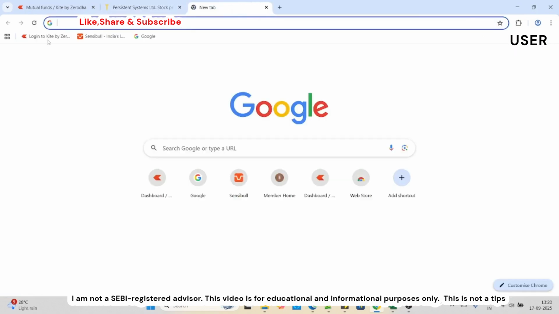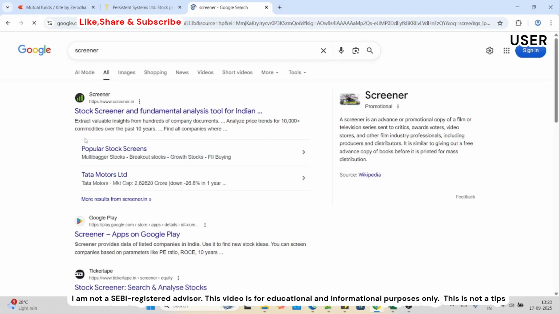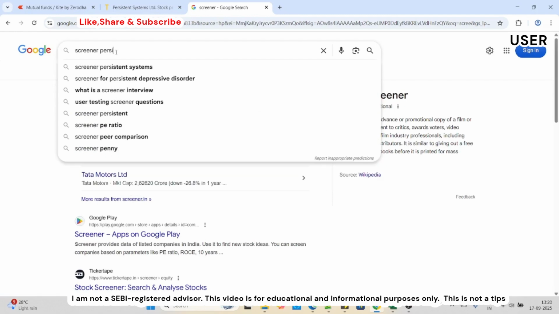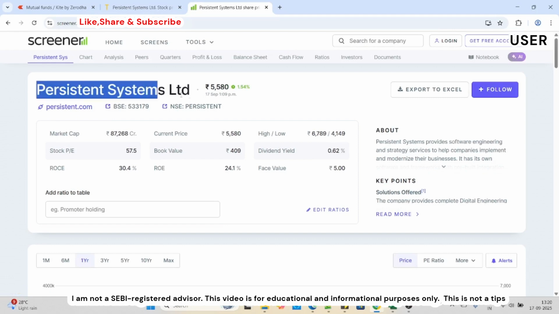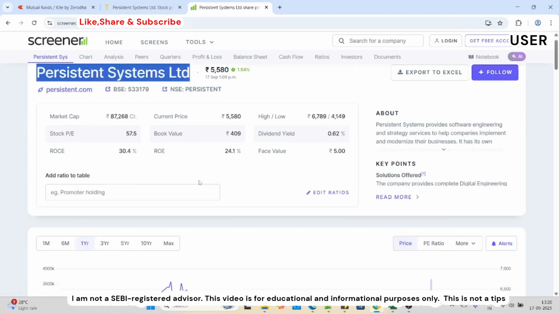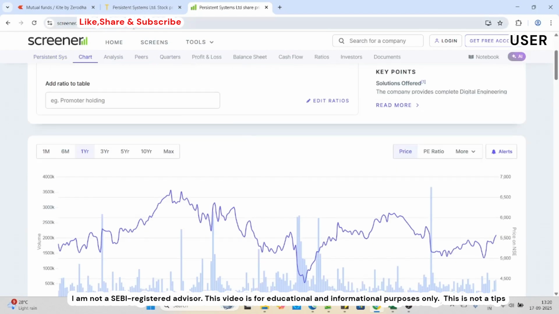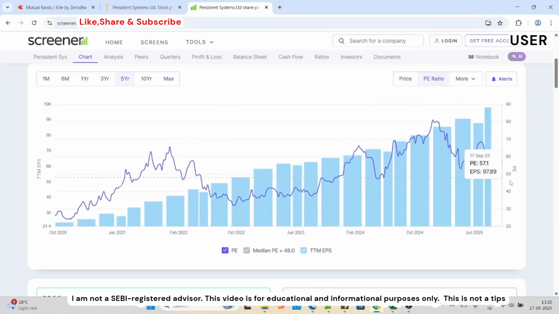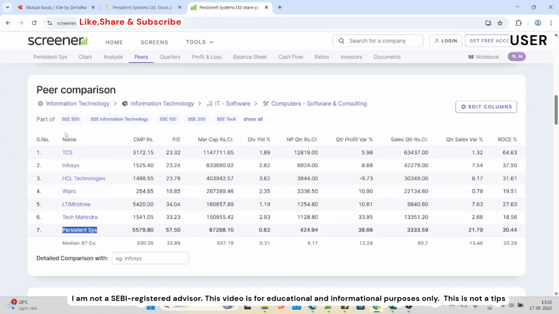It is just like screener.com. I will show you the screener of Persistent. Here also you can directly come and check the fundamentals of the company. This is also a very good, detailed website. You can see 1 year, 3 year, and also the PE ratio. You can compare it here. Peer comparison is also possible.